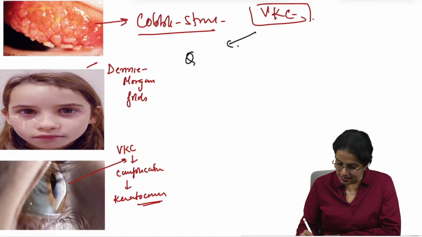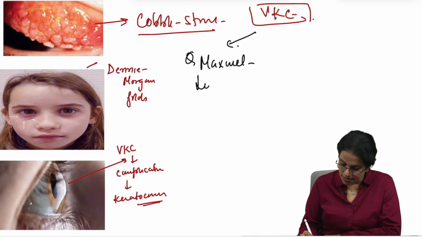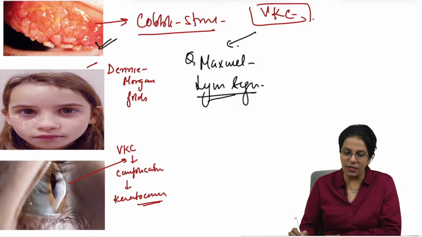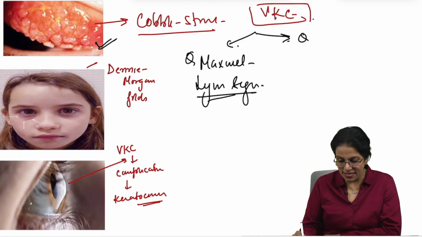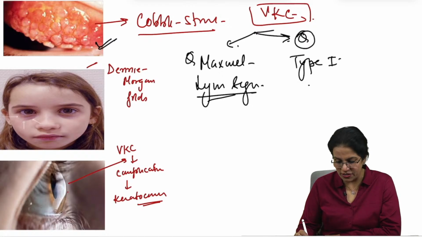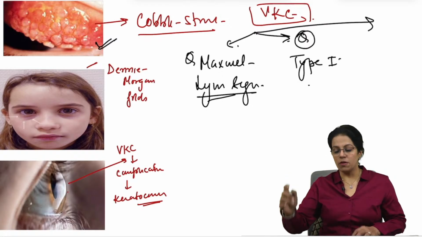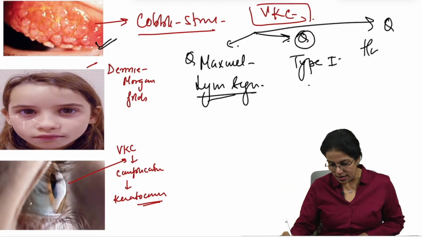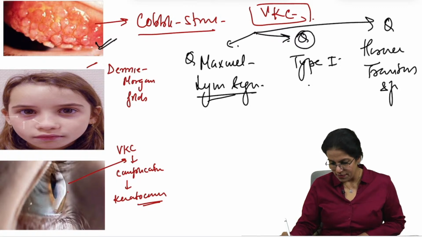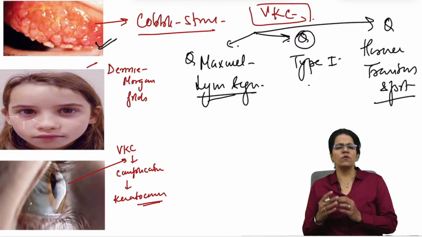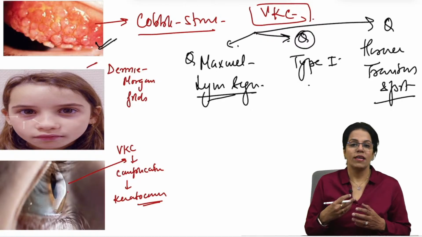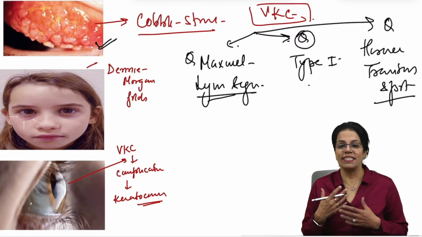Another thing is they have asked you about Maxwell-Lewin sign. Maxwell-Lewin sign is pseudomembrane on this cobblestone. Next question they have asked you is about which type of hypersensitivity? It is type 1 hypersensitivity reaction. And in the limbal form, of course, another question is Horner-Trantas spots. Right? And of course, I think you all know it is more common in male children and it is mainly seen in summer season.